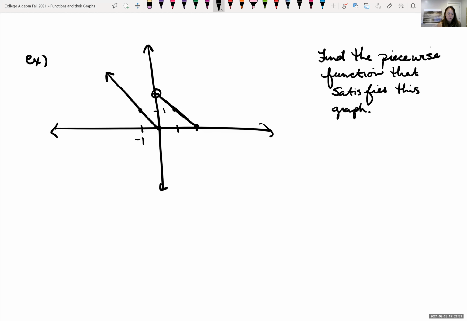Well, notice both pieces are lines. Great review for your end of the chapter test for this weekend. So you should be able to find equations of lines. And for an equation of a line, we need two things: we need a point and we need a slope. Well, looking at this, we have multiple points.